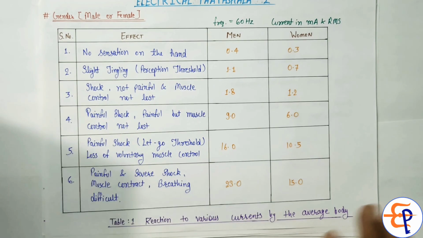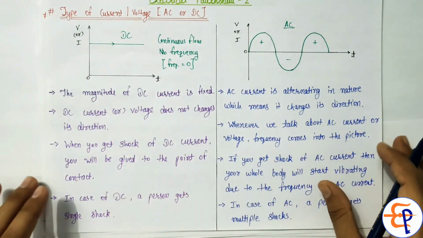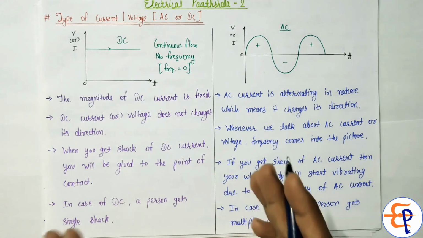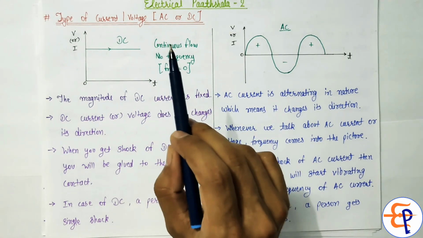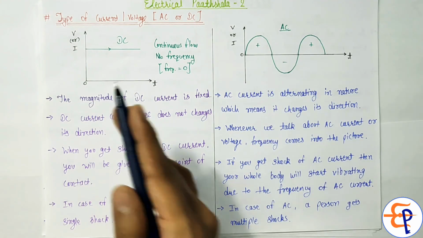Now guys, the final factor is type of supply, or type of current or voltage. Whether the supply is AC or DC, electric shock intensity largely depends on this factor also. So guys, we'll compare these two supplies.